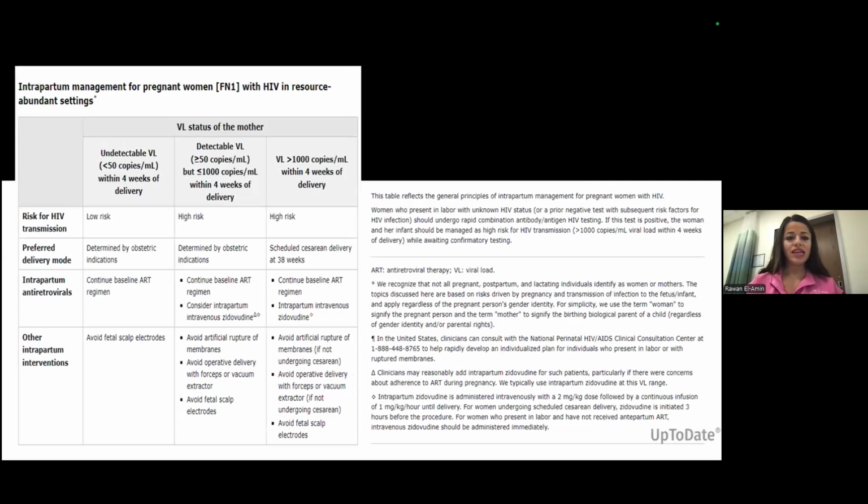This is just another table that tells you, is this a risk for HIV transmission? Low risk, high risk. Less than 50 would be low risk, less than 1,000 still high risk, and greater than 1,000 would be the highest risk. And the preferred mode of delivery, for greater than 1,000, would be scheduled C-section. And I will talk about the therapy that we would give upon patients presenting to L&D.